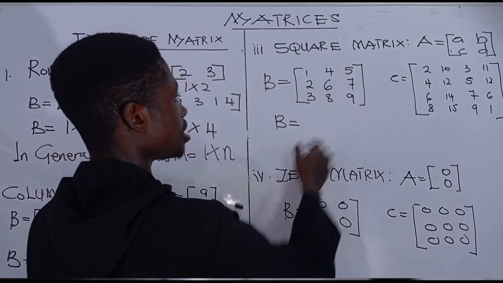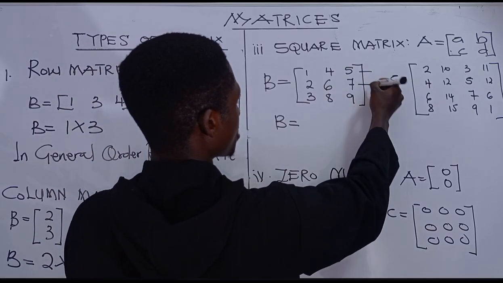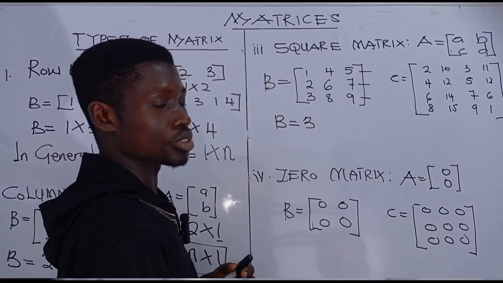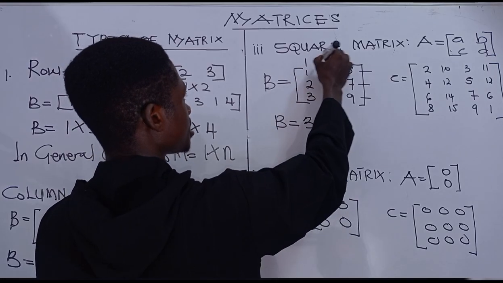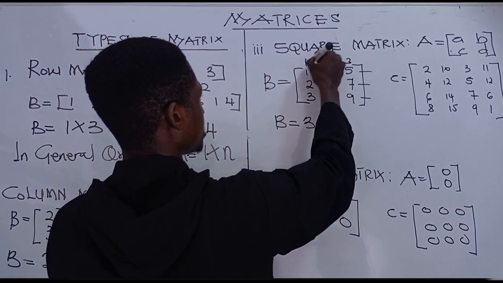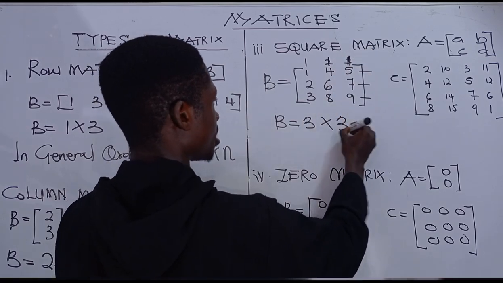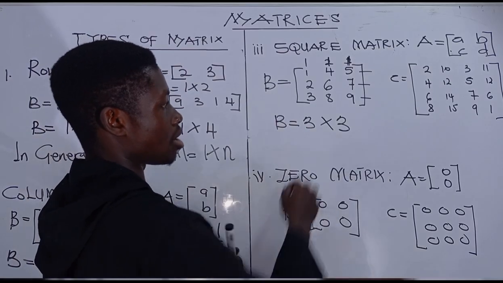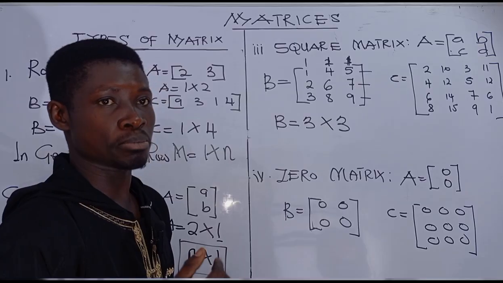How many rows do we have? We have the first row, the second row, and then the third row. So we have how many rows? 3 rows. How many columns do we have? We have the first, the second, and then the third. So we have how many columns? We have 3 columns. And we can see that the number of rows is equal to the number of columns. So we can say that matrix B is a squared matrix.